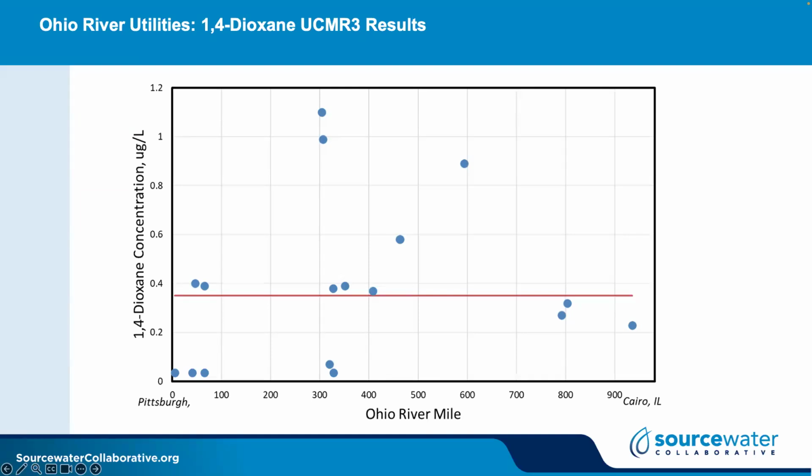So you can see the data here moving left to right, downstream from Pittsburgh to Cairo. And it does look like, about a third of the way down the river, maybe there was a jump in the concentrations, and that kind of lent some credibility to the thought that perhaps this was a point source.